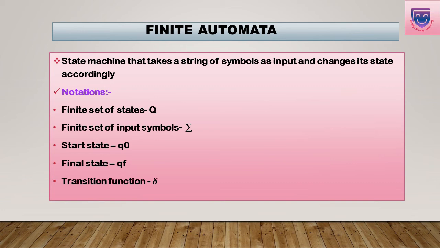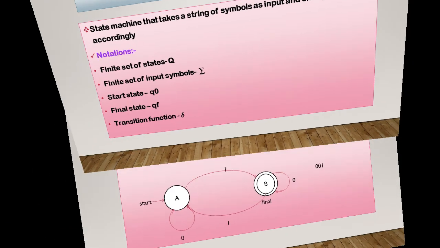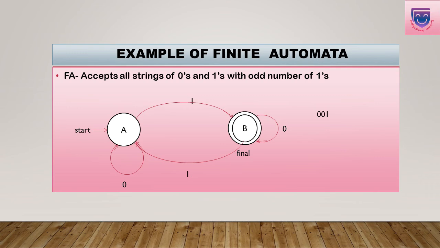Here are the mathematical notations for the finite automata. The states are denoted by the symbol Q, and the set of input symbols is denoted by sigma. The start state is denoted by Q0, the final state is denoted by QF, and finally the transition function is denoted by delta.